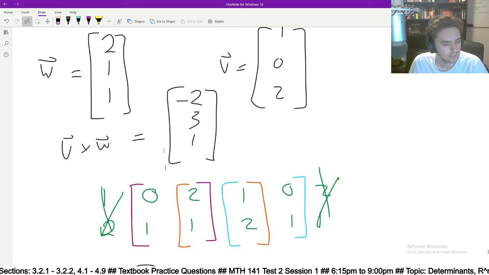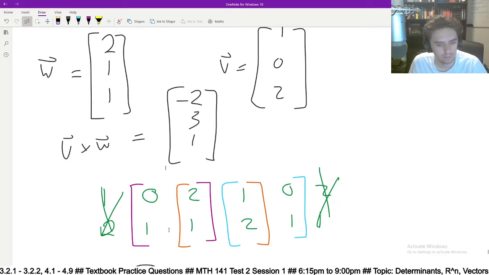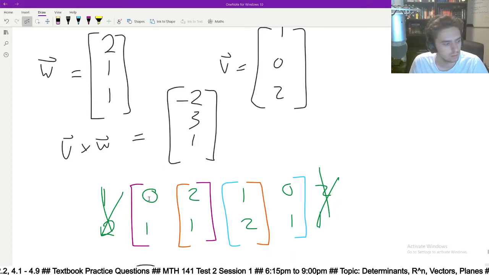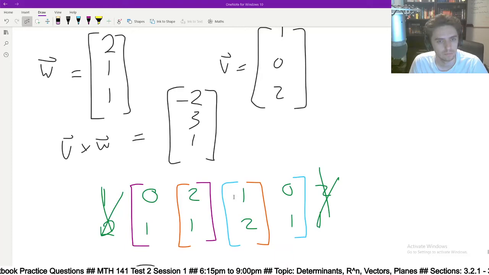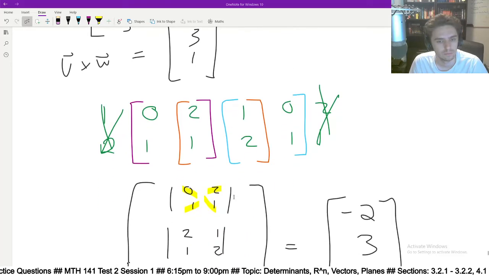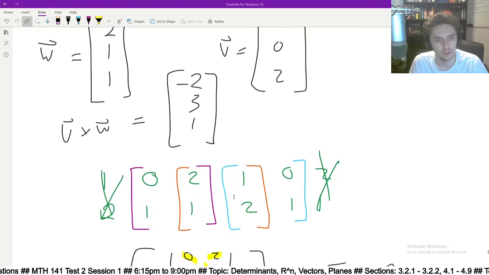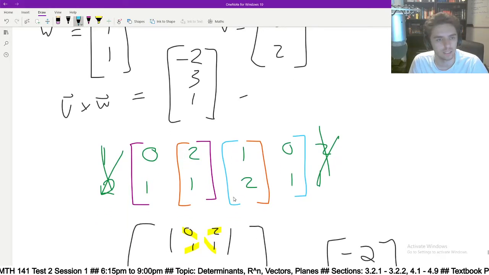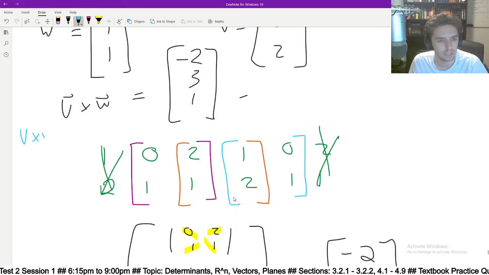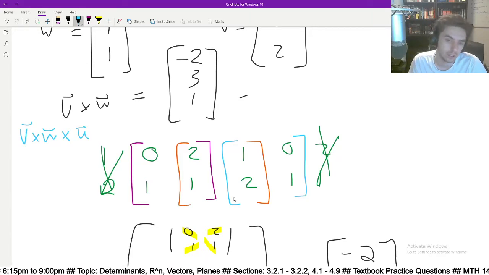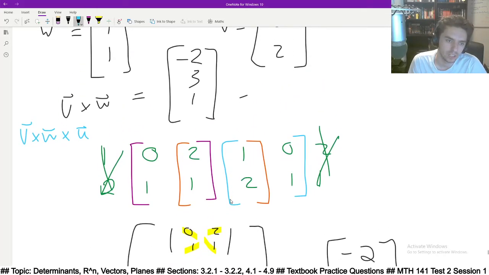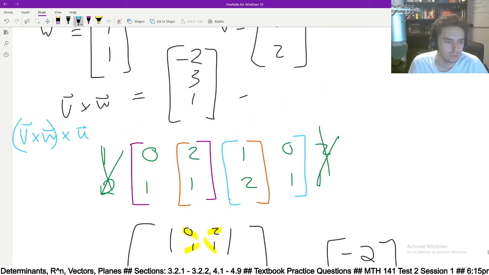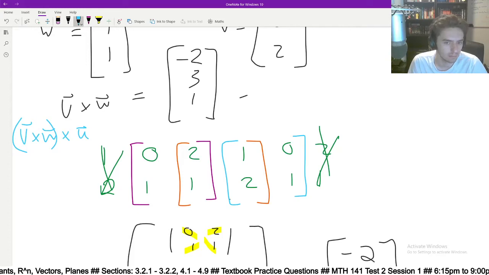Does that make sense as to how I do it? Well, you won't really cross three vectors at the same time. You wouldn't do v cross w cross u, because then you'd have a row of 3. Generally you do one at a time, and then you'd have that.